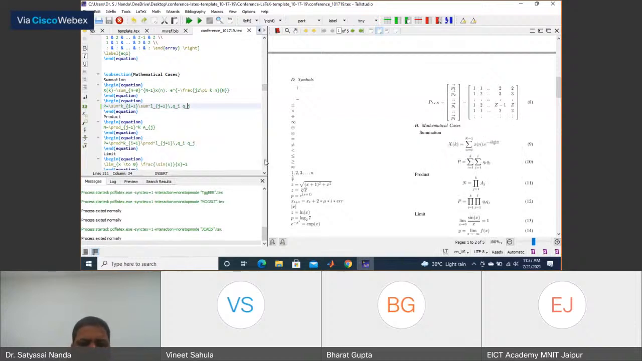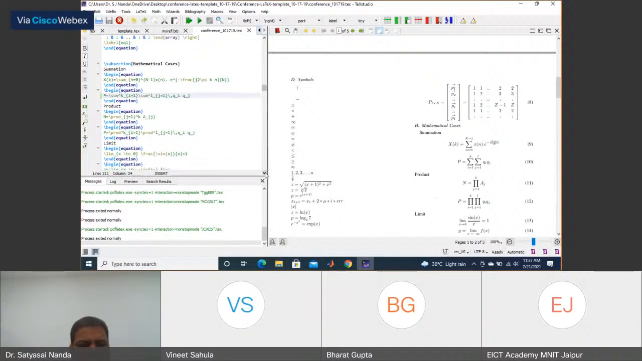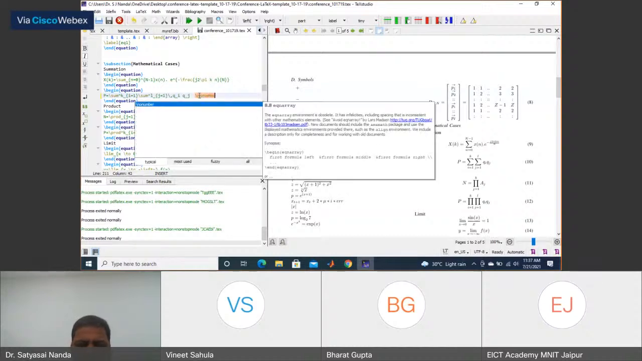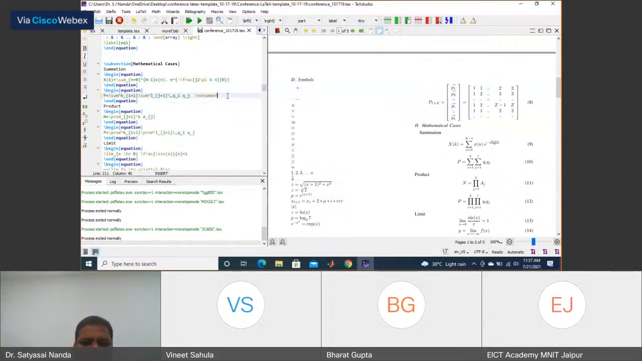Then the discrete product. Before writing the discrete product, somebody has put a question: can we write the equations without numbers? Yes, you can write equations without numbers by including slash no number. If inside any equation you use this particular statement, slash no number, then the numbering 8, 9, 10, these numbers will not come. So you can use equations without numbers by using this particular one, slash no number.